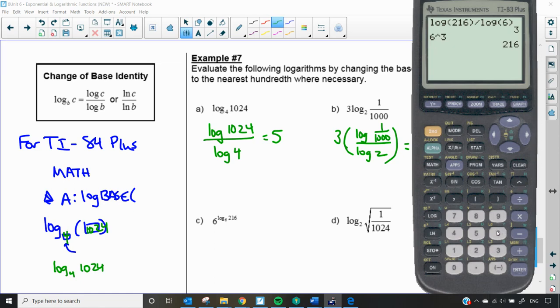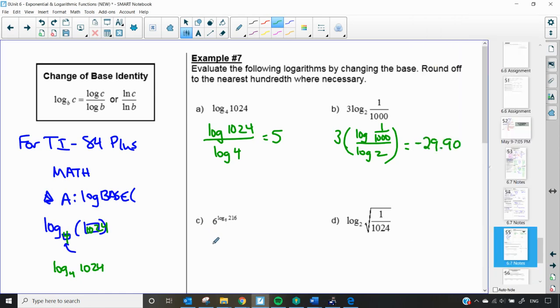If you want to put it in one step, we would go 6 exponent bracket log of 216, close your brackets, divided by log of 6, close your brackets, and you have 216. So we've got 6 to the exponent log of 216 divided by log of 6, and that's going to give us 216.